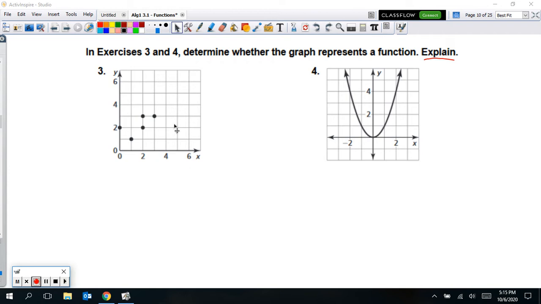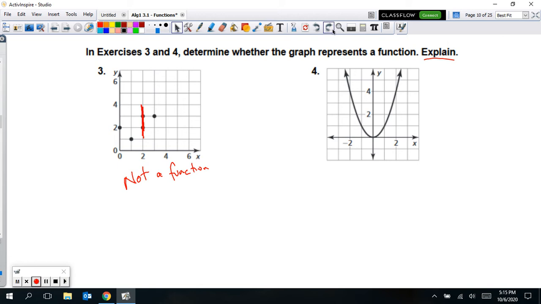Okay, so you should have got an answer for each one of these. For number 3, you should have said that it's not a function, because you can see it right there. Those two, you're going to take a vertical line and it's going to hit 2 points at the same time. So that's not a function. That's like, nope, doesn't work.